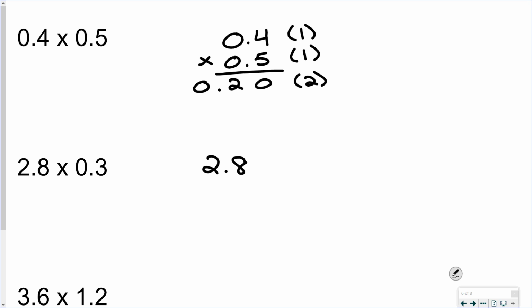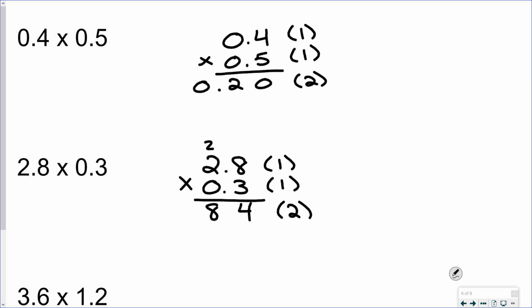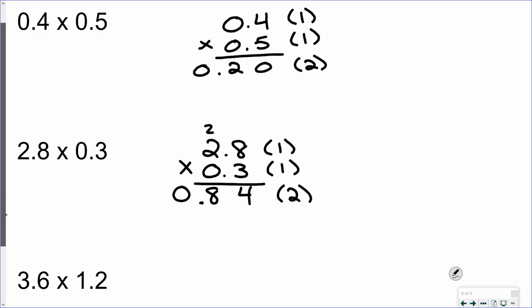So if we have 2 and 8 tenths times 3 tenths, we would just think of this as 28 times 3, and we do our multiplication the same way we would if it was 28 times 3. 8 times 3 is 24. 3 times 2 is 6, plus 2 is 8. There's 1 digit after the decimal point here, 1 digit there, so your answer needs a total of 2. So you put your decimal point in front of the 8, and again, you can put in that 0, or you could leave it off.